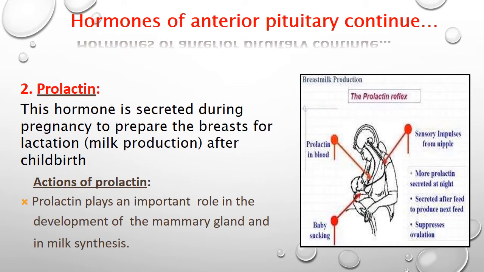Now the second hormone is prolactin of the anterior pituitary gland. This hormone is secreted during pregnancy for the preparation of the breast for lactation, or milk production, after childbirth. The main action of prolactin is that it plays an important role in the development of the mammary gland and milk synthesis during the antenatal period as well as the postnatal period.